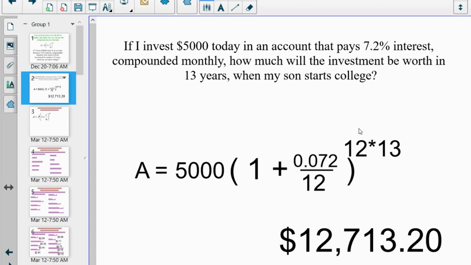If you're not getting that number, take it in smaller chunks. 0.072 divided by 12, take whatever that is plus 1, figure out what 12 times 13 is, and then take that previous number and raise it to that power. But break it down into small chunks and do not round unless you absolutely have to. Leave it as the number that's in your calculator. You've got this big, powerful calculator that can do big, powerful calculations. Well, that's what we were doing.